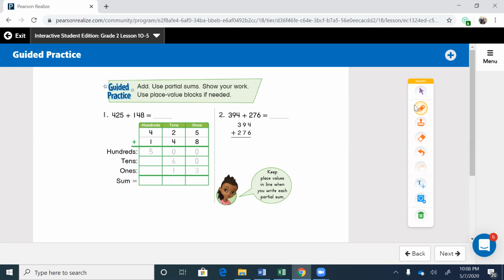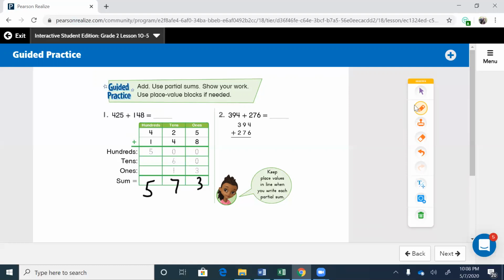So I'm looking at number 1 and I'm adding 0 plus 0 plus 3 is 3. Then I go to the middle. 6 plus 1 is 7. 5 plus nothing is 5. 573. All right, let's look and see what this little girl is saying. Keep place values in line when you write each partial sum.